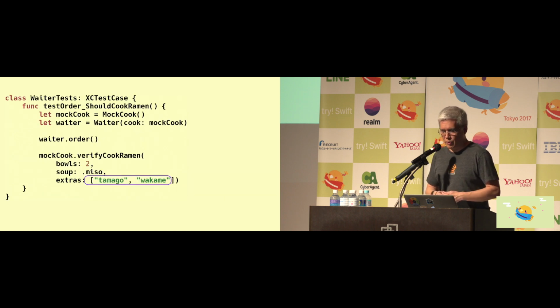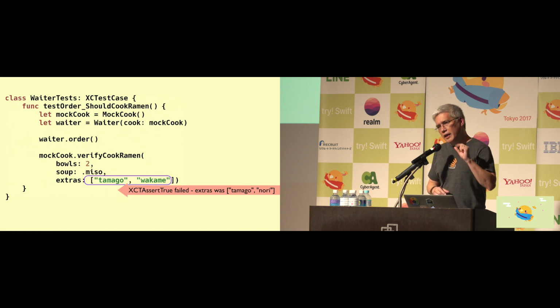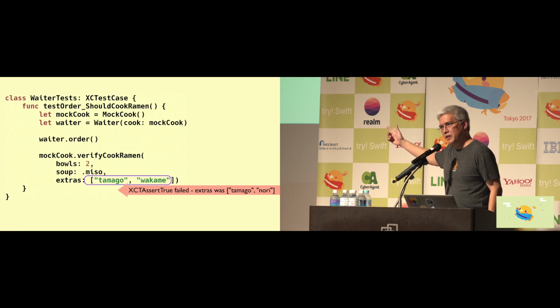Our test with the correct extras in a different order now passes. And if the test fails, say we get nori instead of wakame, the error message is pretty good. It's pretty good, but it's not great. It's okay in our IDE when the data is small. But if the data is large, it gets harder to visually find the mismatch.